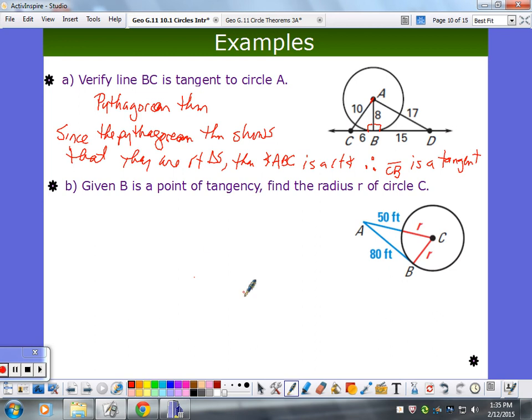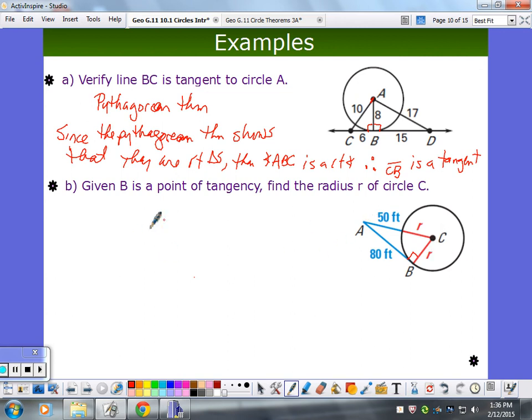It said given B is a point of tangency. This is a point of tangency, which means that's a tangent. Find the radius R. Well, if this is a point of tangent, it means that this must be a right angle. So I'm going to put in my right angle. And so now what do I know? A squared plus B squared is C squared. So we're just going to write that out.